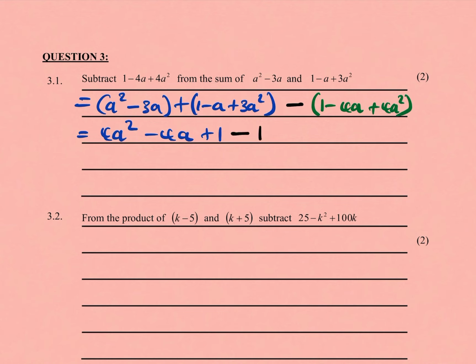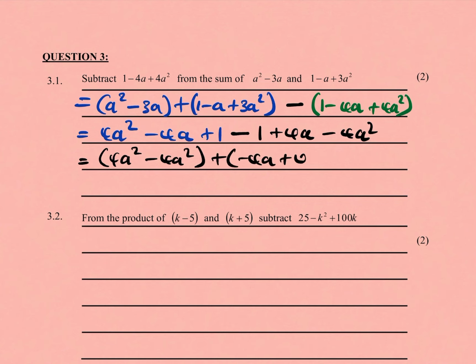That should be minus 1, and then a plus 4a, and then we get to what now? Now we get a minus 4a squared. So if you group the like terms, you will have 4a squared minus 4a squared plus negative 4a plus 4a plus 1 minus 1. These are the like terms, and as a result, this is 0 plus 0 plus 0. At the end, we get a 0.